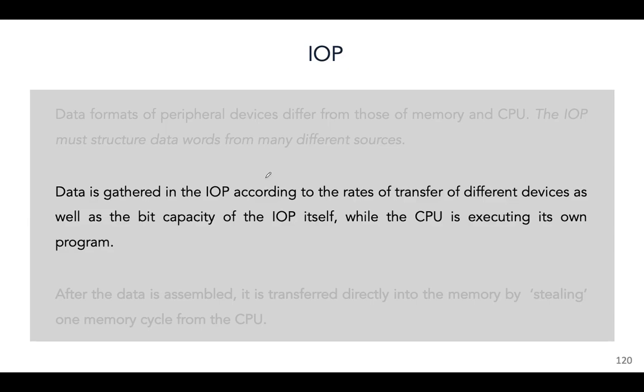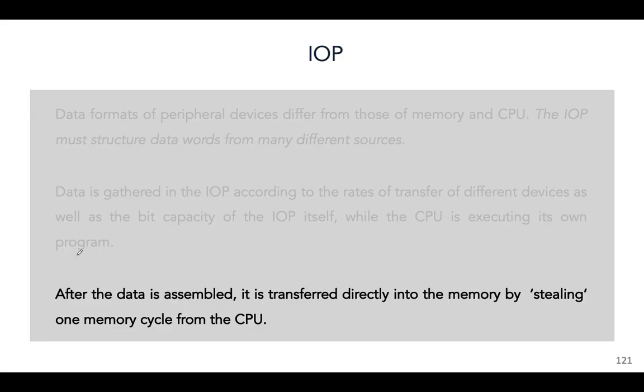Now, data is gathered in the IOP according to the rates of transfers of different devices as well as the bit capacity of the IOP itself, right? Because now you have to consider the rate of transfer of the different devices as well as the capacity of this processor itself. So the data is gathered in the IOP in accordance with all of these conditions while the CPU is executing its own program. So the CPU is a separate entity now, right? Now, after all the data is assembled within the IOP, it is transferred directly into the memory by stealing one memory cycle from the CPU.